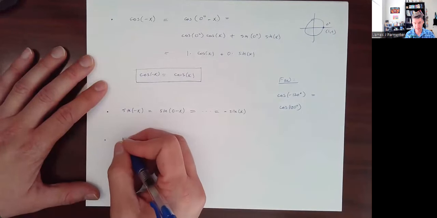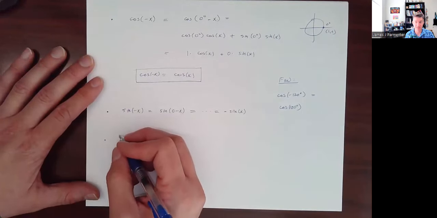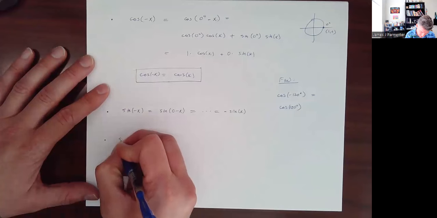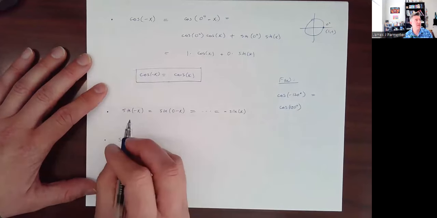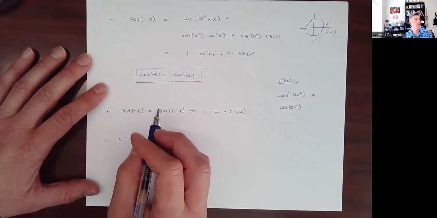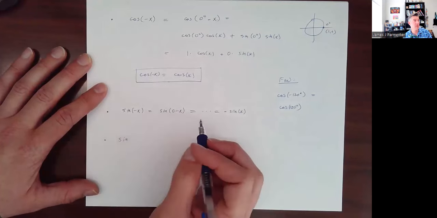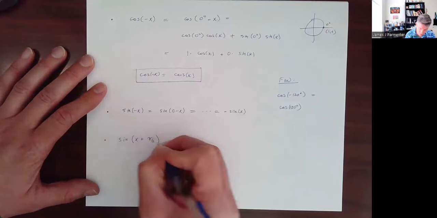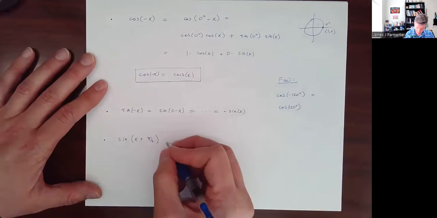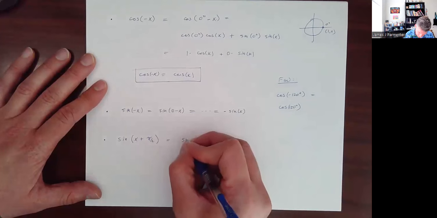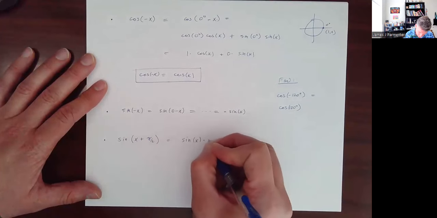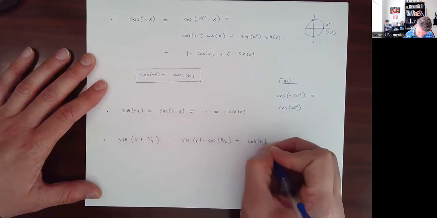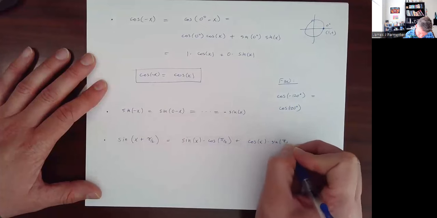I have to remember what it ended up being. I think I want it to be, let's see, I'm trying to think about sine. I want to shift it to the right. No. Yeah. I want sine of x plus pi over 2, or 90 degrees. So I'm going to show you what this is equal to. So this is going to be sine of x times cosine of pi over 2 plus cosine of x times sine of pi over 2.